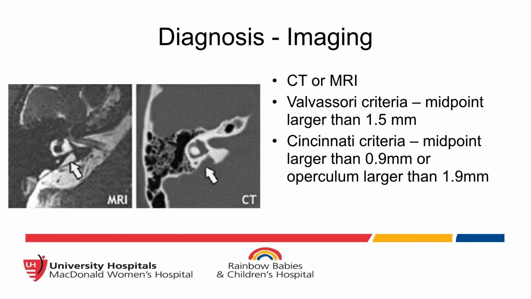So diagnosis, as we mentioned, is really by imaging, because in order to determine if the vestibular aqueduct is enlarged, it's a specific CT or MRI measurement. The Valvassori criteria was described in 1978 and was described as a midpoint larger than 1.5 millimeters. And then more recently, and how we've employed it more recently as well, the Cincinnati criteria called for measurements that have a midpoint larger than 0.9 millimeters or an operculum larger than 1.9 millimeters were considered enlarged.